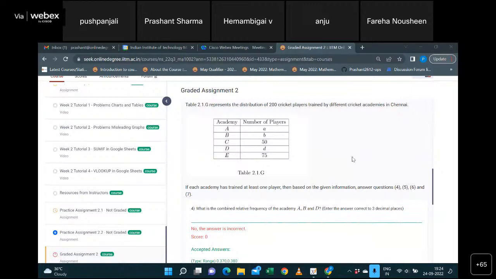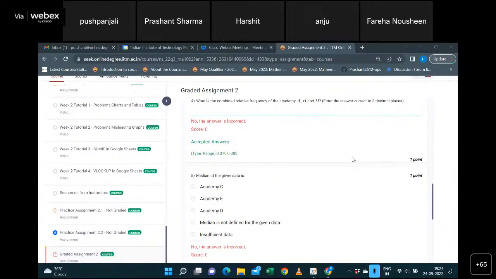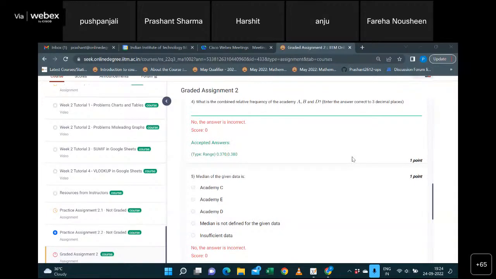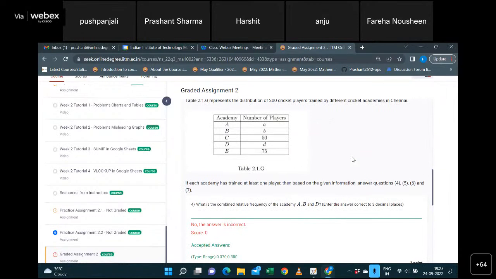Understood, sir. Thank you. Sir, why is "data insufficient" not correct? Why do you think it should be insufficient data? Because the variables given in the table are not separate. We can't know separately what the value of x is, what the value of y is, what the value of w is. That means this A, B and D, we don't know separately.